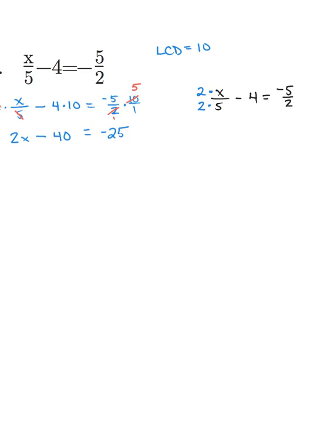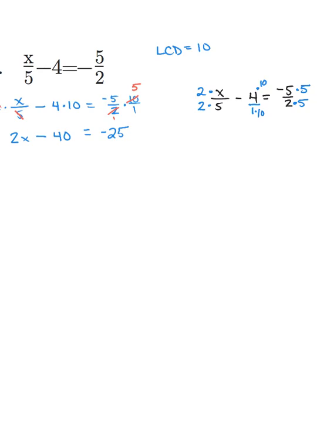For the second term, I need to start by writing this as 4 over 1. And same thing, I want to multiply the top by 10 and the bottom by 10 in order to get a denominator of 10. And the last fraction, in order to get from 2 to 10, I need to multiply by 5. Whatever I do to the bottom, I do to the top.